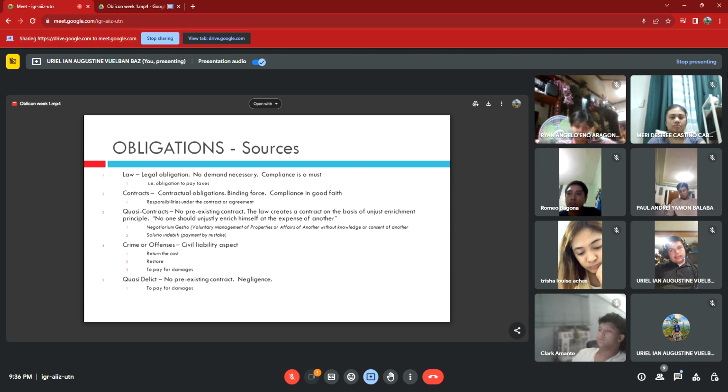Example, if you steal something from another person, and a case is filed against you for theft, you can go to jail. On top of that, you need to return the thing that was stolen, or if it cannot be returned, then you need to restore it. If it cannot be restored, you need to pay for damages.